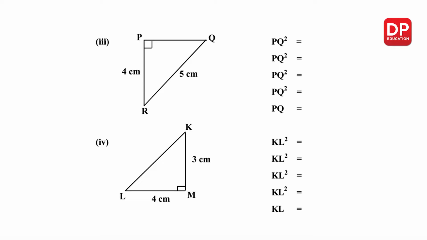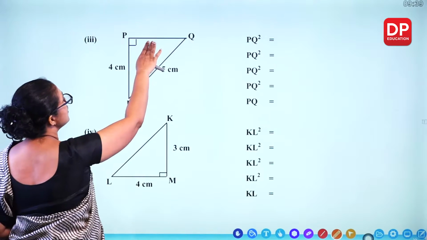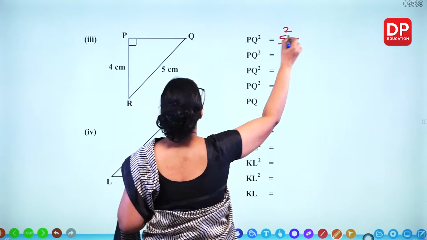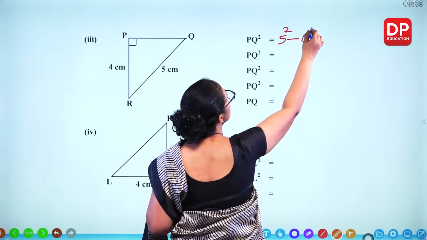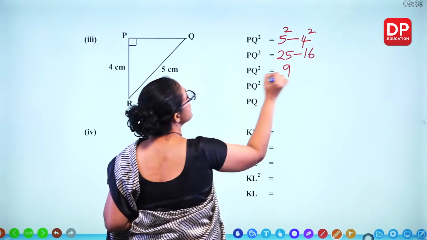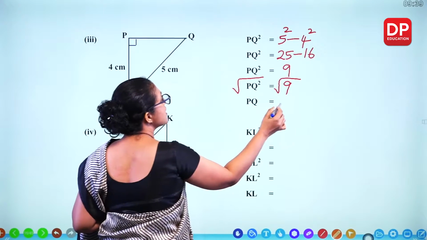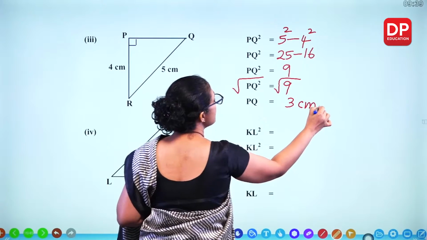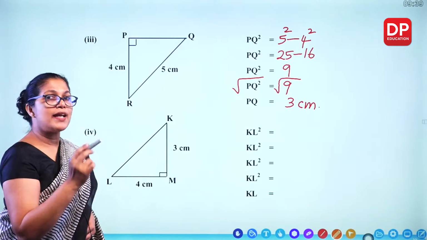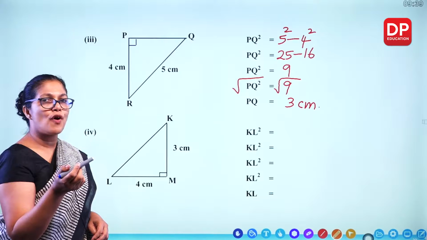This one, PQR. PQ is not the hypotenuse. So how do you find this one? 5 squared minus 4 squared. So 25 minus 16, that's 9. When you take the square root of both sides, you get 3 centimeters for this value. When you take the square root, you can get minus or plus, but we take only positive values for length.